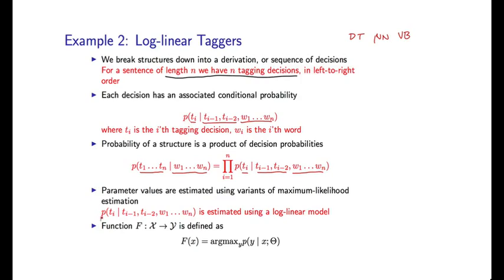In this case, we define this conditional model of the ith tag given the previous two tags and the sentence using a log-linear model. We saw how to define those models and how to define the parameter estimation method in those models. Finally, for an input x, we define the function capital F of x to be the y that maximizes the conditional probability of y given x.